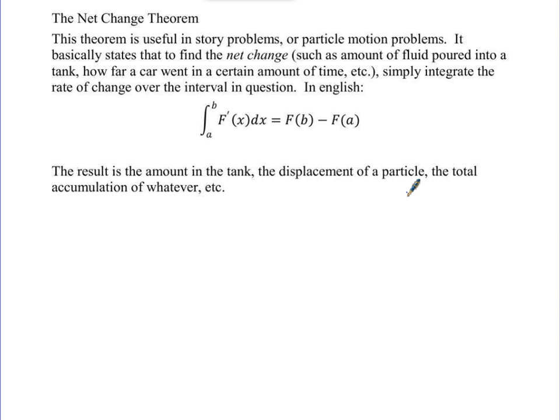Okay, so particularly useful in story problems, particle motion problems, basically to find the net change, integrate the rate of change that you're given. You'll be given a rate of change as a function. Integrate that from A to B. So from the beginning of time to the end of time that they have in question in the problem. Once you do, just evaluate that definite integral and you'll have your net change. It's actually kind of a straightforward problem.